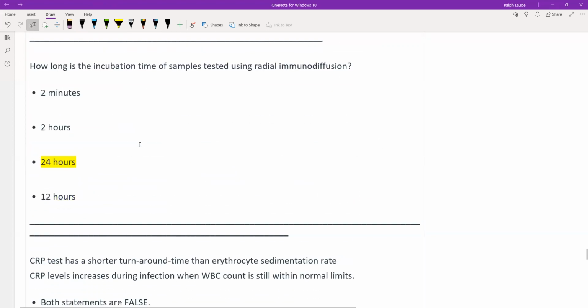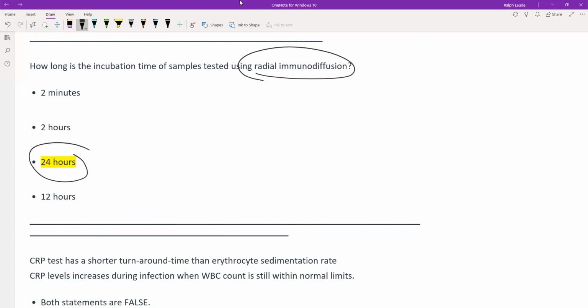How long is the incubation time of samples tested using radial immunodiffusion? Again, why is RID no longer used that much? Because of the long turnaround time. Remember, depending on the sample, urine is only up to 24 hours, but for serum samples, it is usually 24 to 48 hours. So the answer is 24. Although I did not indicate 48, this is understandable.